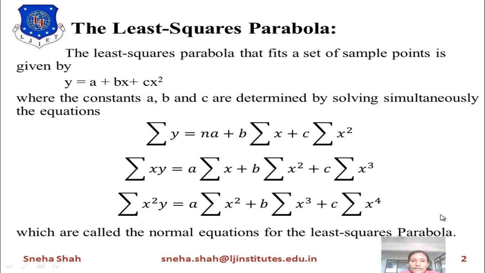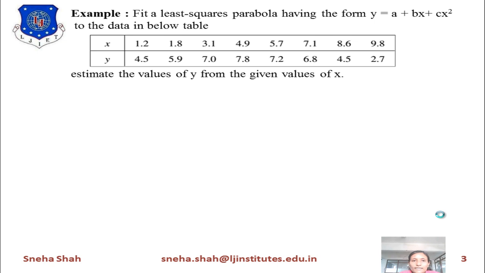Now this can be well understood by using some example. So the next example is: fit a least square parabola having the form y equals a plus bx plus cx square to the data in the below table. So one table is given to you, x and y are given, and then you have to find out its fitting in terms of a parabola equation like this.